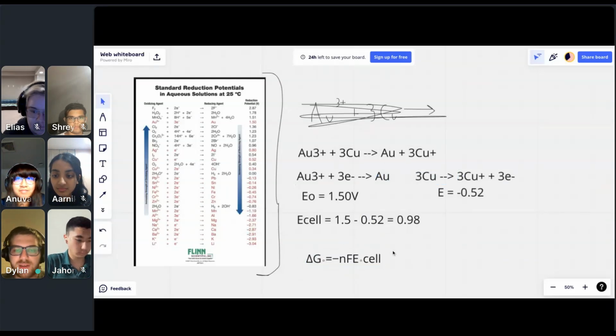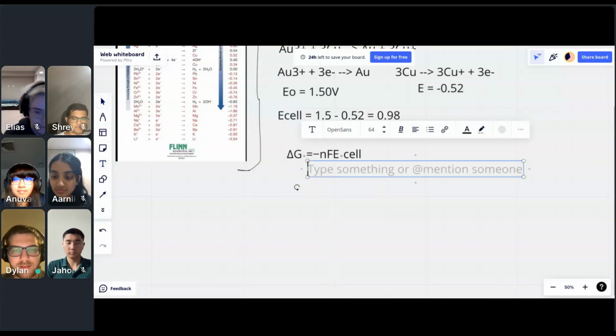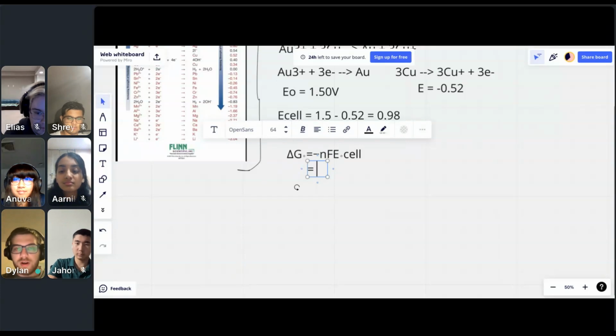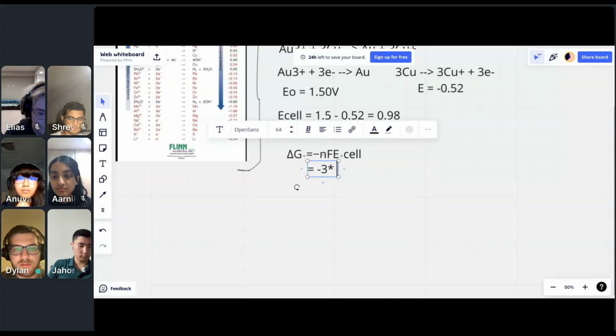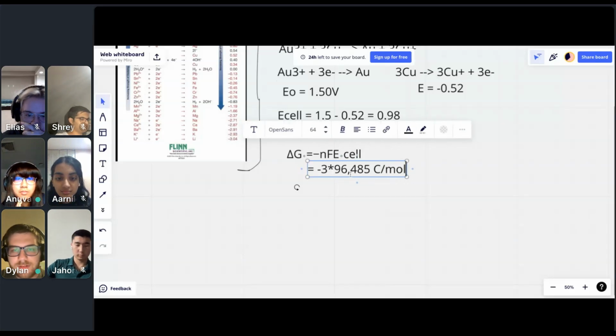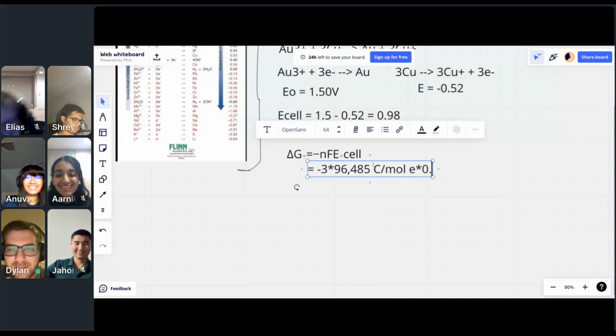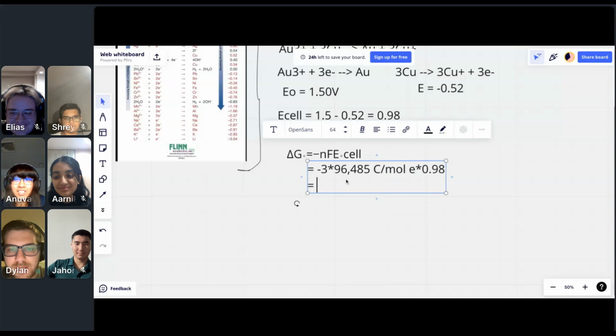Delta G naught equals negative nF E of the cell. This is an equation that relates Gibbs free energy change to our cell potential. n is the number of moles of electrons that are moving. Well, that's 3 moles times Faraday's constant, which is a number that I totally know, but I'm going to look it up. It's 96,485 coulombs per mole. Yeah, I knew that, but I just want to make sure you guys knew. Times the E naught of cell, 0.98. And that's on the formula sheet, by the way. You do not have to have that memorized.